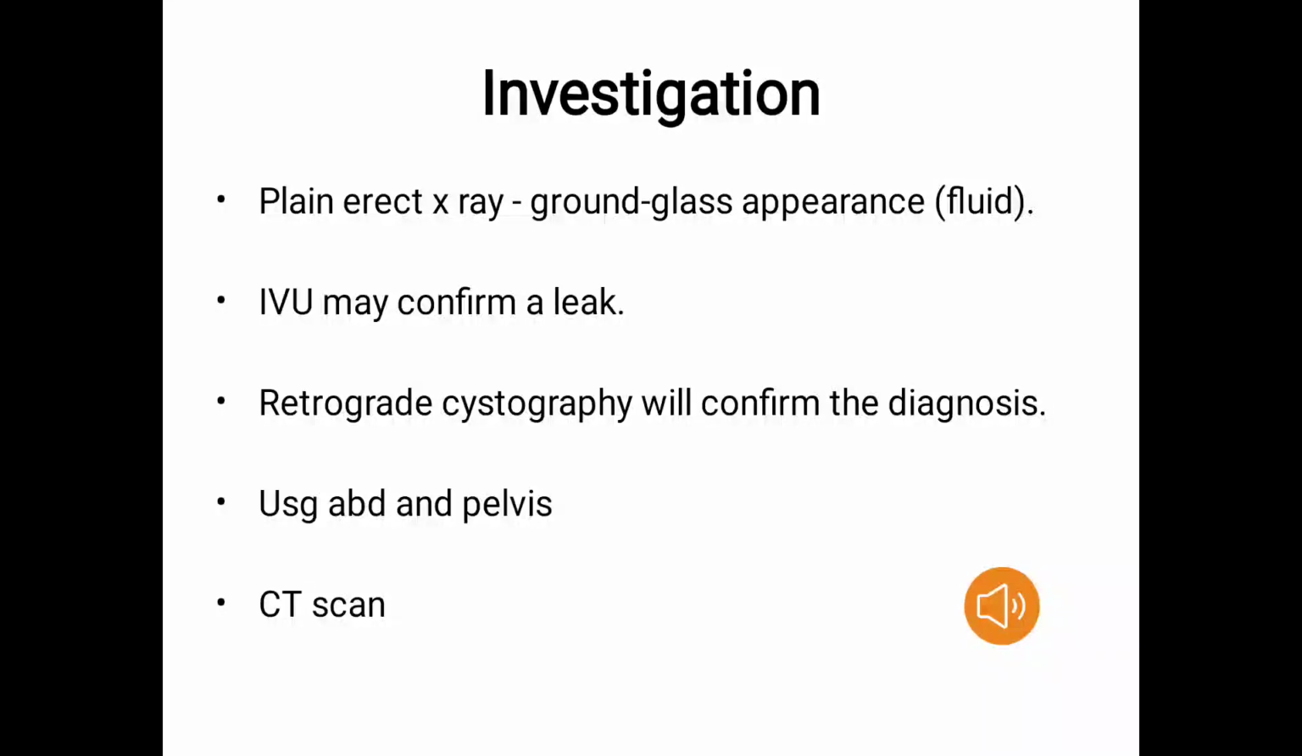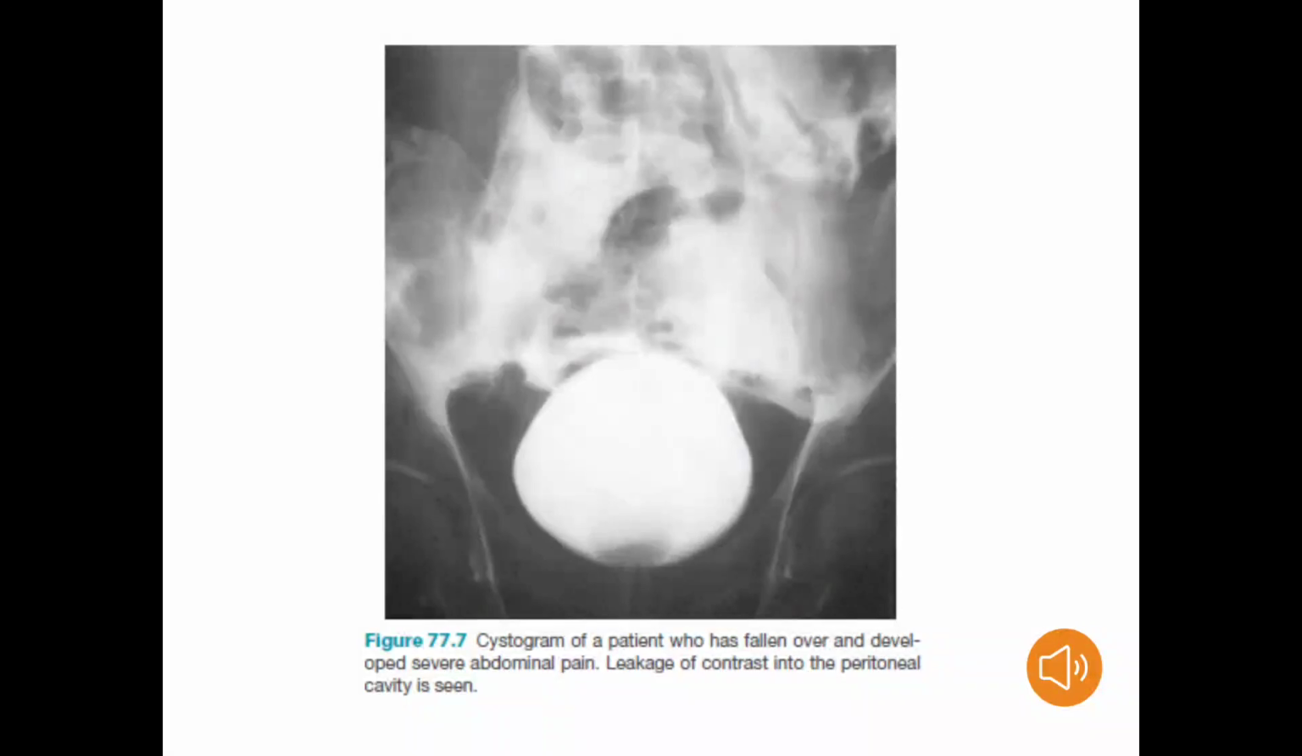Once you suspect bladder rupture, a plain X-ray of the abdomen in erect position will show a ground glass appearance due to fluid in the peritoneal cavity. Intravenous urogram will show the leak, and retrograde cystography will confirm the diagnosis. The initial basic investigation, ultrasound of the abdomen and pelvis, will show free fluid in the peritoneal cavity, and CT scan again is one of the confirmatory tests. This picture shows a cystogram showing urinary leak.